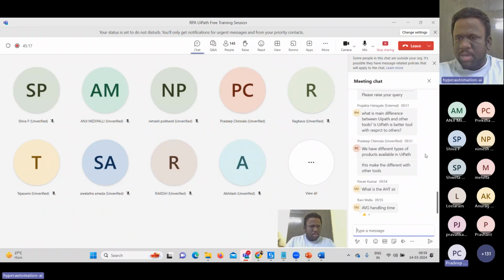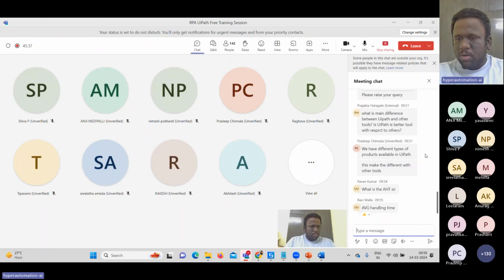So we have seen what is the main difference between UiPath and other tools, which we have discussed, where you can see a lot of upgrades. You can see that every 3 months, you'll have the latest versions with the latest features being implemented in UiPath. So that is the biggest advantage we can see when compared to other tools.